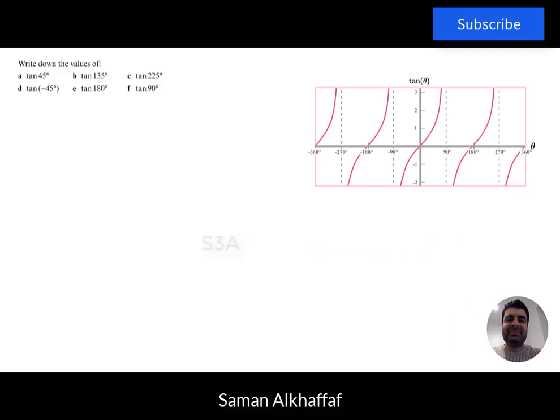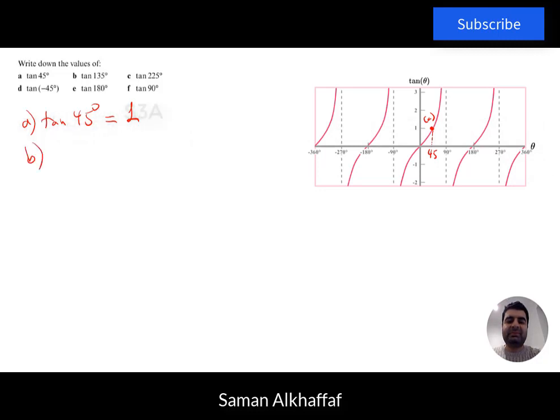So let's look at that first, tan of 45 degrees. It will cross here, and so that tells us that it is 1, as it's halfway across. So that's 45, and this is 1. And this will be our answer.